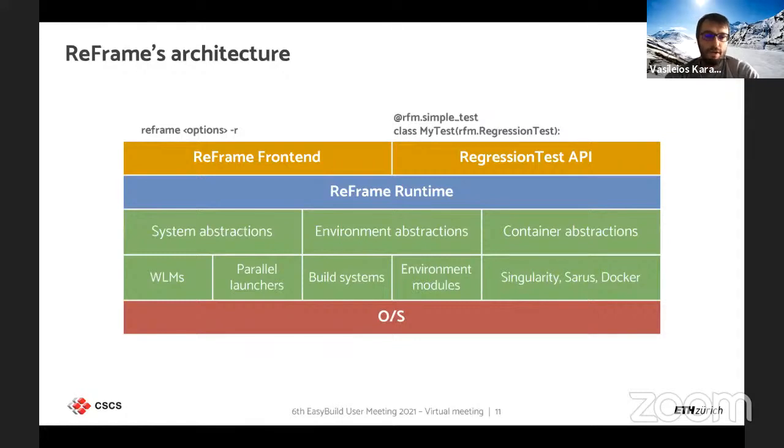Overall, the architecture is kind of layered. On top, you have the user-facing, let's say, thin layers. One, on the right, is the regression test API. It's the way you write your test. And on the left is the front end, which is how you run the framework, which eventually loads the tests, passes them to the runtime, and then the runtime runs them.